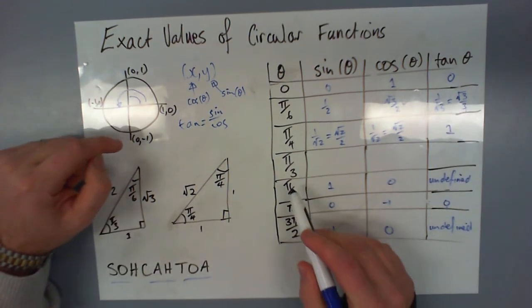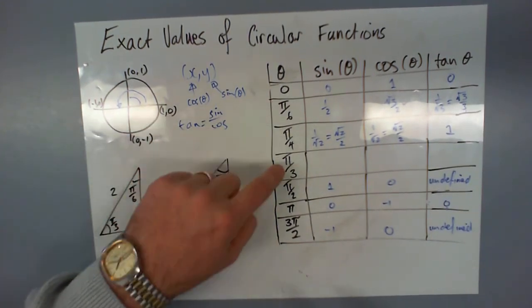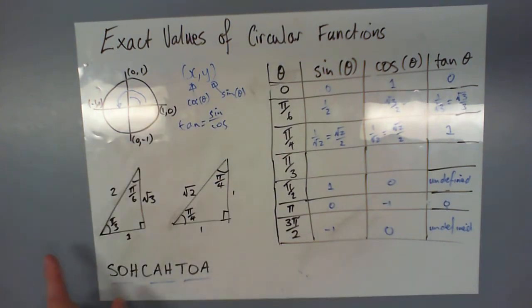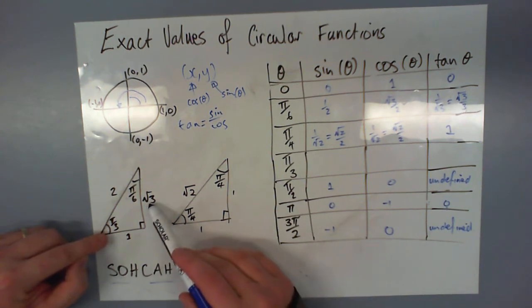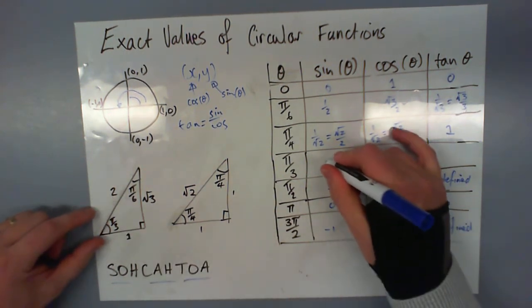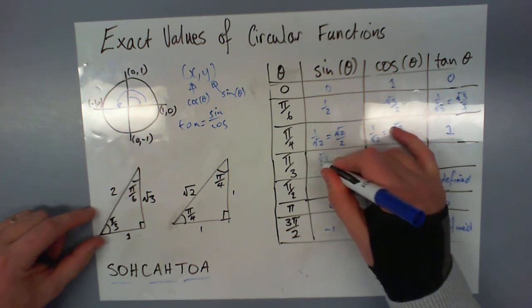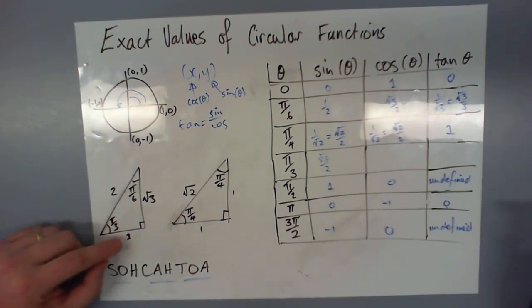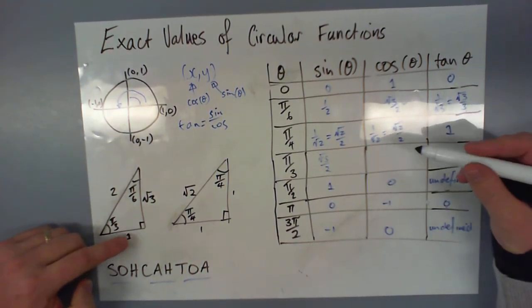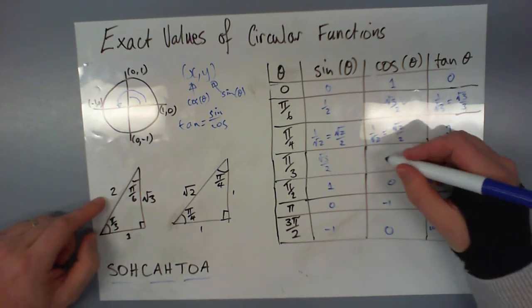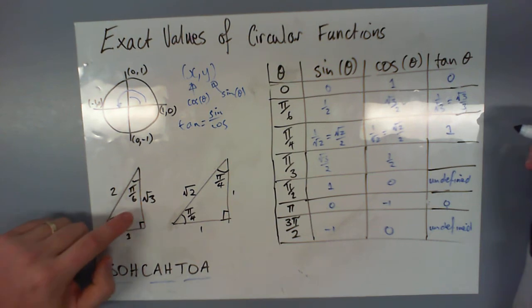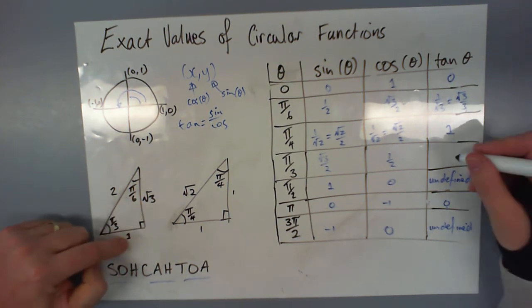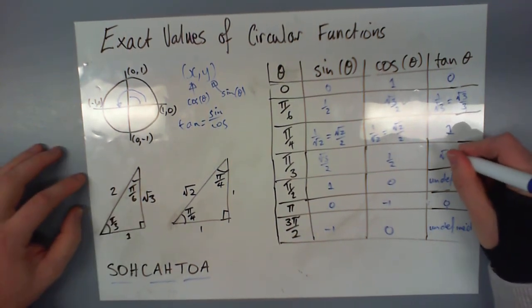If we look at pi on 3, and I've just done these in ascending order, which is why we're having to switch across some triangles a little bit. Pi on 3 is our angle here. Sine is our opposite over our hypotenuse, so that's root 3 on 2. Then we have our cos, which is our adjacent over our hypotenuse, that's 1 on 2. And then for tan, we have our opposite over our adjacent, which is just root 3.